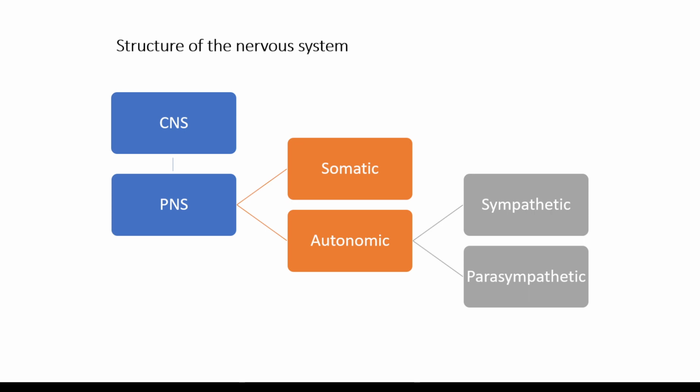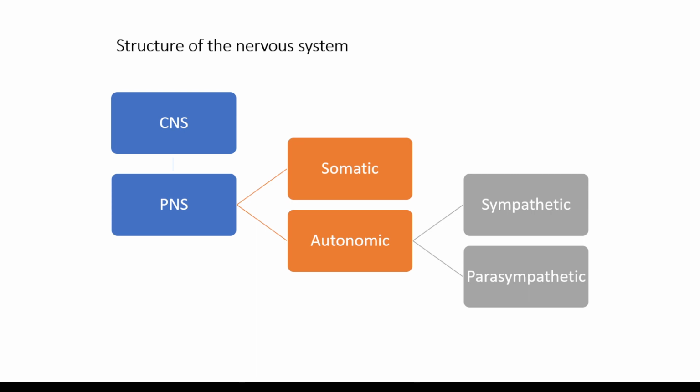What we're going to look at now is the structure of the nervous system. So CNS just means central nervous system. PNS is peripheral nervous system. And don't worry if you don't remember these for now. We will go through all of these in a bit more detail as we progress through these slides.